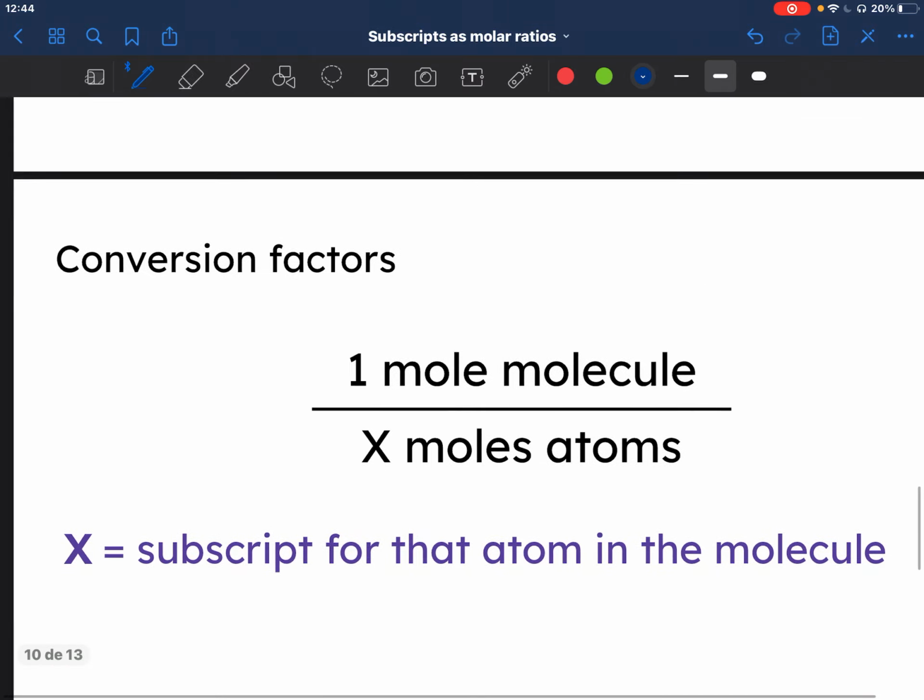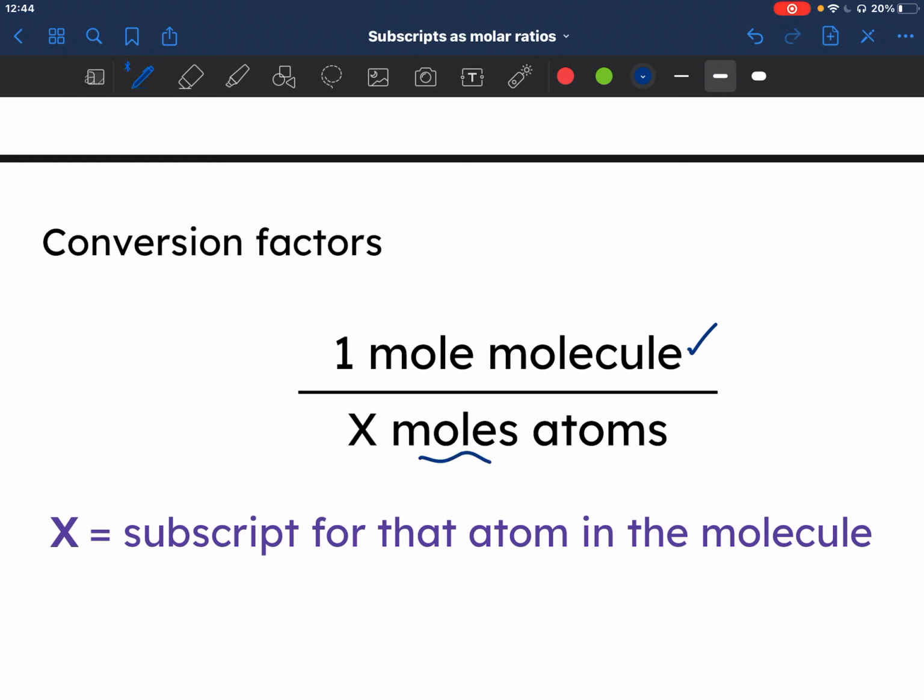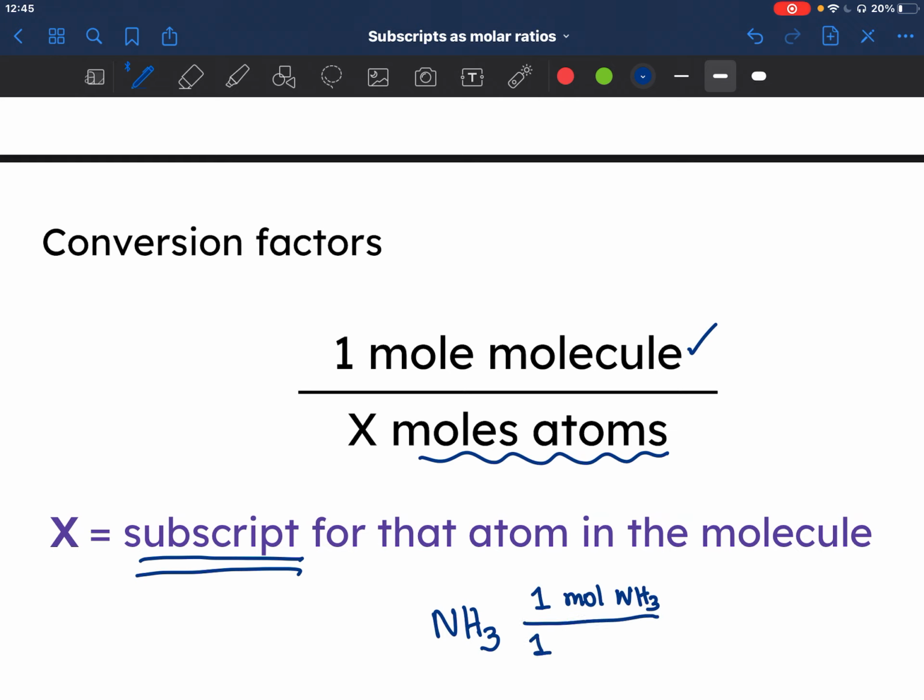It's generally implied if the subscript is a 1. So in general, my conversion factor would be for every 1 mole of any molecule, the moles of the individual atom are going to be the subscript for that atom in the molecule. So if I had ammonia, for every 1 mole of ammonia, I have 1 mole of nitrogen atoms, again, an implied 1 here. And for every 1 mole of ammonia, I have how many moles of hydrogen atoms? You guessed it, it's a subscript.